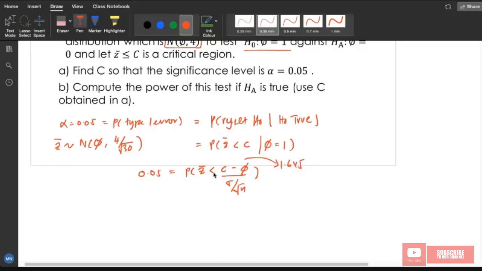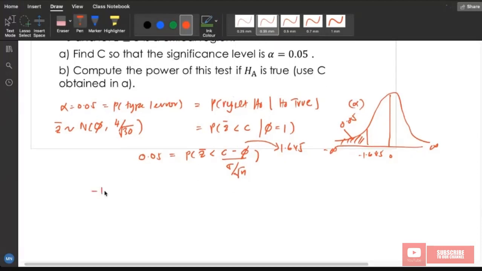So this should be on the left hand side. So 0.05 here is our alpha. This is negative 1.645, and this is 0, and this goes from negative infinity to infinity. So negative 1.645 is equal to C minus phi divided by sigma over square root of n.